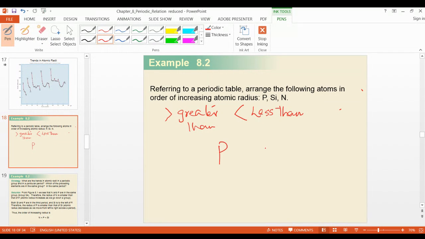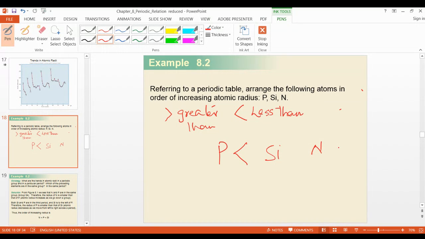Now I will write phosphorus, silicon, and nitrogen. Which one is greater than? Which one is less than? Just go to the periodic table and tell me one by one. Silicon is the greatest. Silicon is bigger than phosphorus. It means phosphorus is less than silicon. Same, right? So we can write it like this: either you can say silicon is greater than phosphorus, or phosphorus is less than silicon. Both are the same.